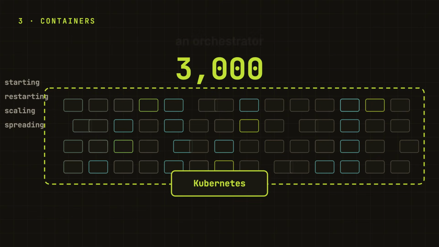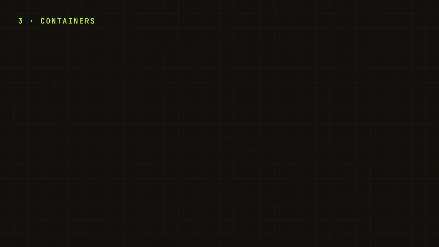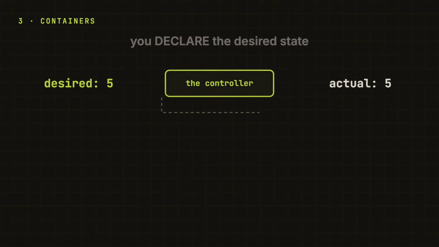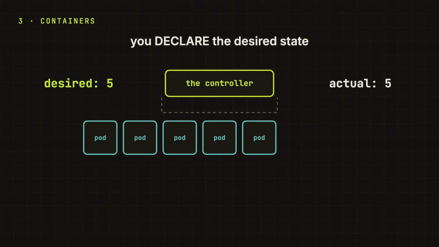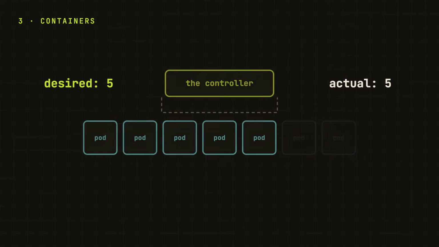It runs and manages your containers across a whole fleet of machines, and its core idea is genuinely elegant and worth stating clearly. You declare the desired state. For example, I always want 5 copies of the order service running, and Kubernetes constantly works to make reality match that. It is exactly like a thermostat. You set the temperature you want, and it does whatever it takes to reach it.